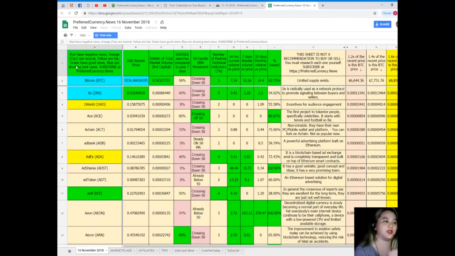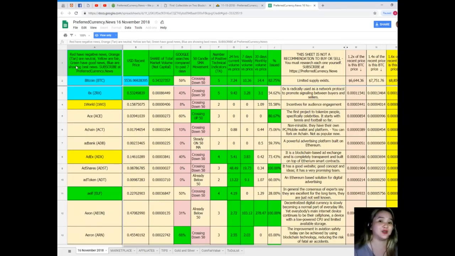For today's status of Bitcoin as of November 16, 2018, USD recent price is 5,536.96928395. Share of total market volume is 0.3432737. Google searches compared to the past 7 days is 59%, crossing down 50 for SMA movement. Number of positive technical indicators is 5. 24 hours volume versus price is 7.24, 7 days volume versus price is 10.36, and 30 days volume versus price is 14.4. Percent issued is 82.75%.